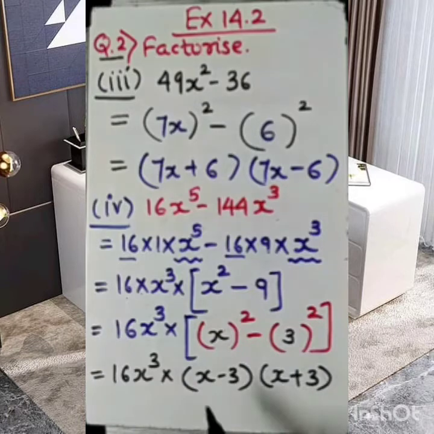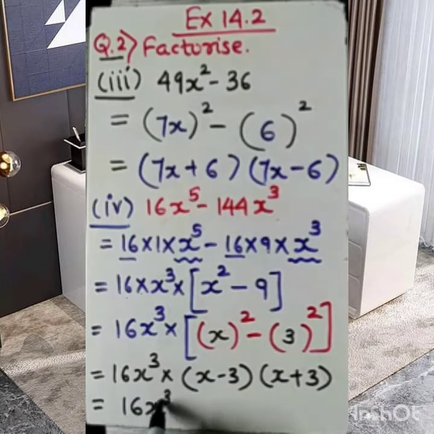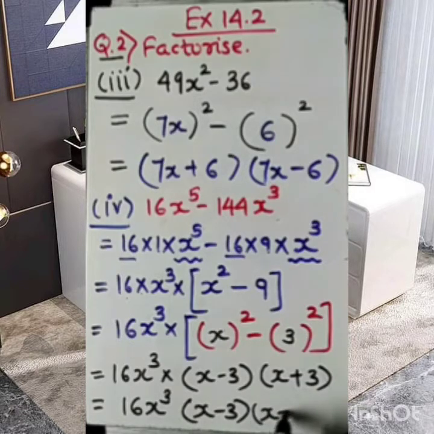And what is a here? a is x and b equal to 3. That's why the complete solution is 16x cube in bracket x minus 3 and x plus 3. These are the factors of the given expression.